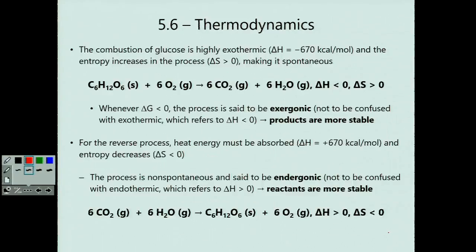Whenever you have a delta G that's less than 0, meaning the process is spontaneous, the process is said to be exergonic, not to be confused with exothermic, which refers to enthalpy, meaning heat being released. Now we're talking about the net delta G, i.e. chemical energy, also known as free energy. Whenever that happens, the products are more stable. If the reaction is reversible to a reasonable extent, the equilibrium constant will be large because the products are favored, since they're more stable.